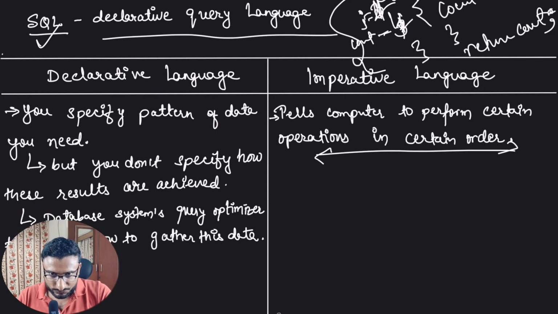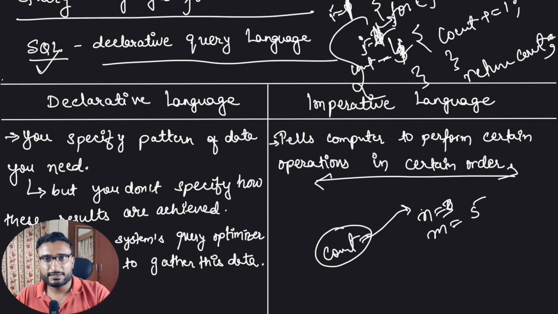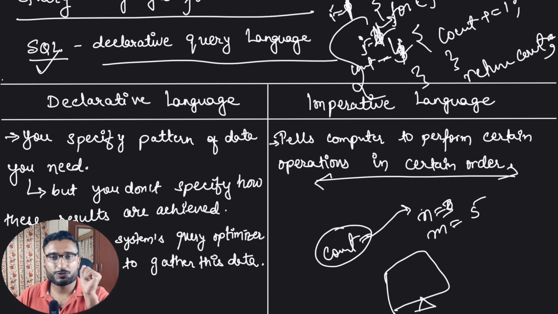In case of a declarative language, you don't specify the order. You only specify that you need the count, from this place, with n equal to 3 and m equal to 5. Now it totally depends on the computer how it computes that. We will not specify how this execution works in the backend. We will only specify that this is the result I need. I need the count; how you get it is up to you. I need the count, bring it to me.